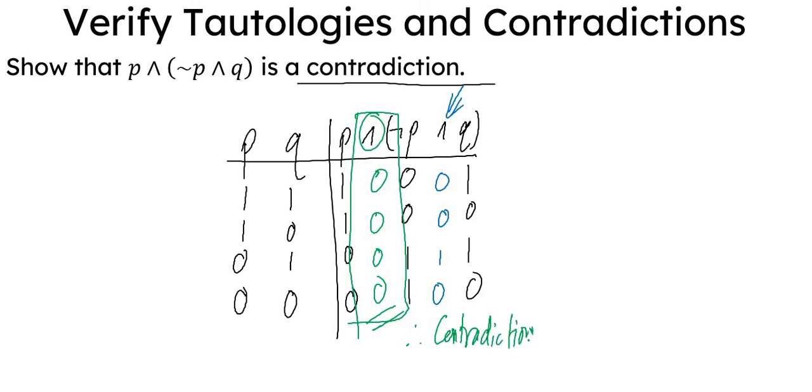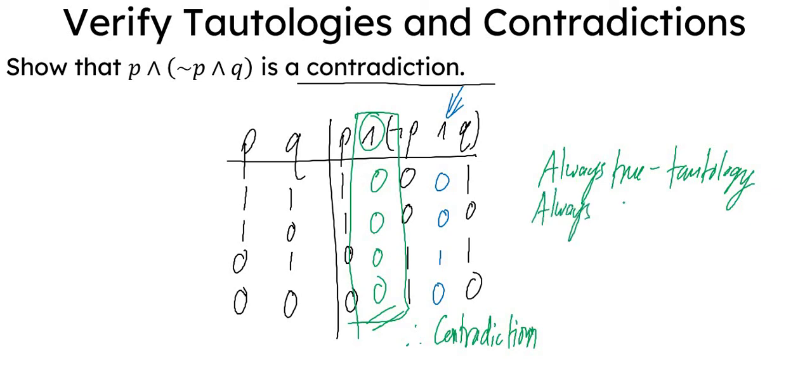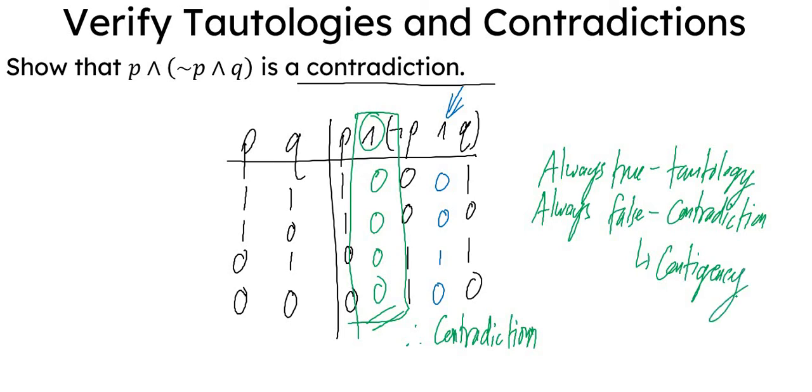So there you go. So remember, if it's always true, it's a tautology. If it's always false, it's a contradiction. If it's neither of the two, it's a contingency. So those are some examples of how we use our truth tables to verify equivalent statements and to verify tautologies, contradictions, and contingencies.